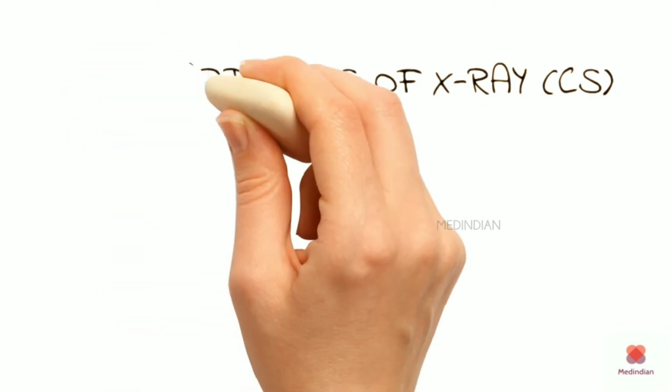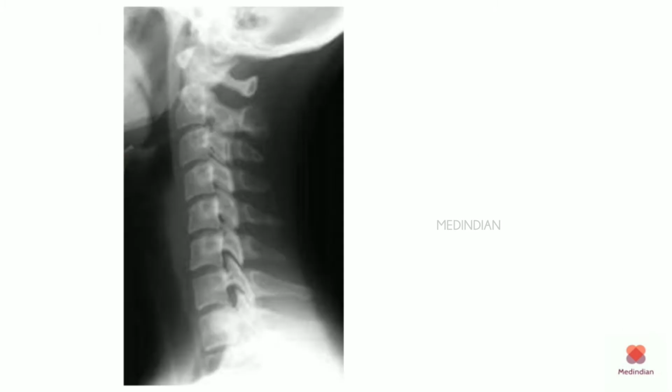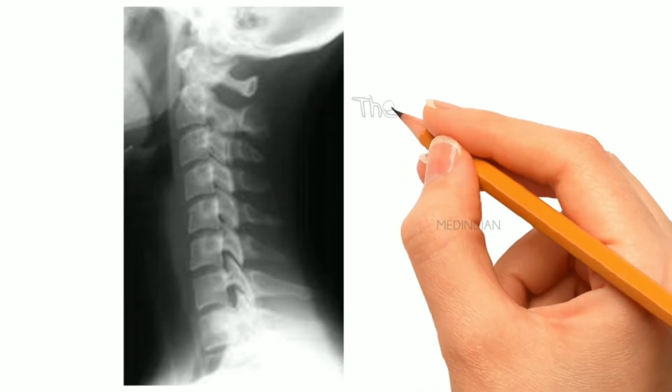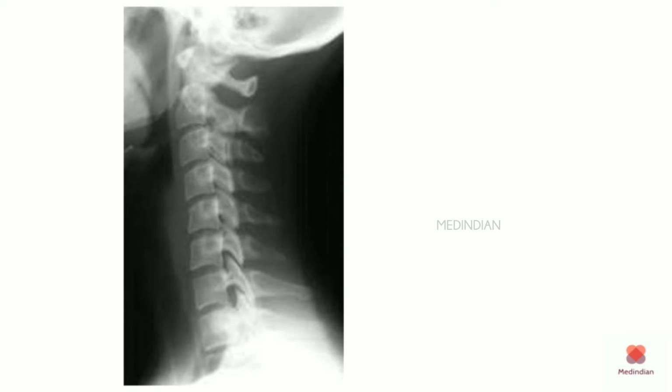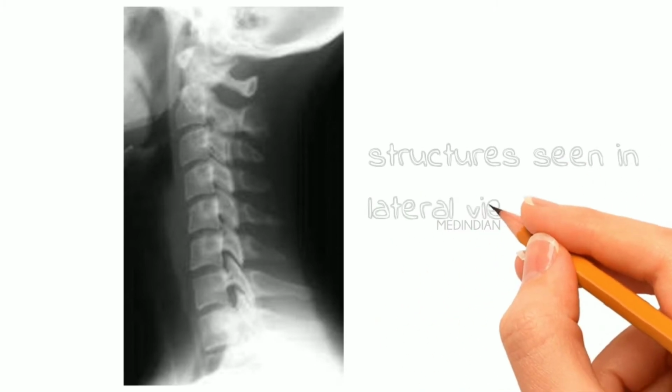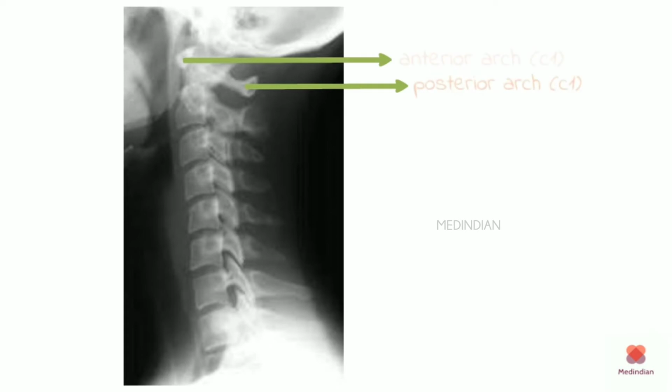Let's identify some anatomical structures in the lateral view. In lateral view, the first fully formed vertebral body is the C2 vertebral body. As you count down to the thoracic vertebra, check that the cervicothoracic junction is clearly visible. If not, a repeat examination is required. So the following are the structures seen in the lateral view of a cervical spine X-ray. First is the C1 anterior and posterior arch.